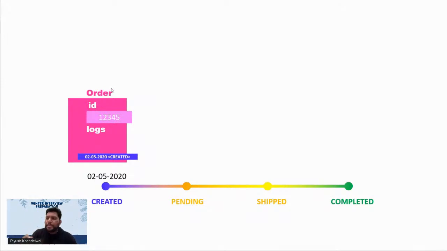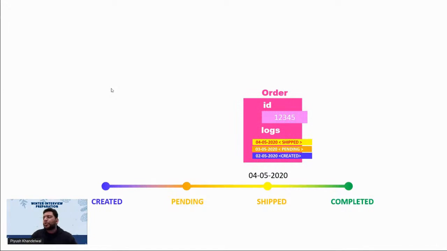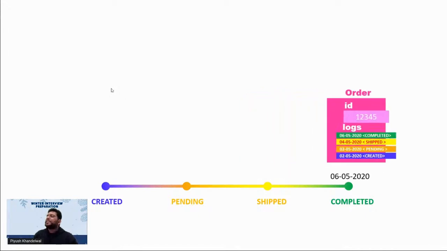And see how we will track it. What do I do now is, whenever the order goes to some state, like it came to created, I make an entry: 2 May 2020 and created state. Now when the state is changed, I have added a new entry with a date and the state. Now when the state is changed again from pending to shipped, I have added one new entry, which is like on 4th of May it was shipped. Or on 6th of May it was completed. I have the complete history of the product states.